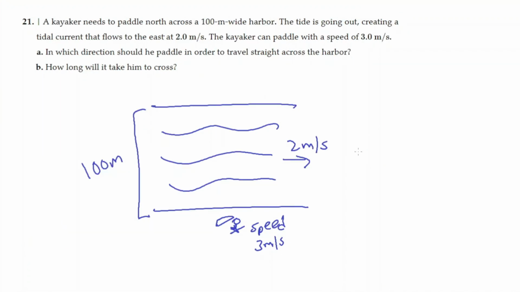Alright, so let's take a look at number 21. So a kayaker needs to paddle across a 100-meter wide harbor. The tide is going out, creating a tidal current that flows 2 meters per second east. The kayaker can paddle with a speed of 3 meters per second, and then we have questions A and B. So feel free to pause the video and try this question out.